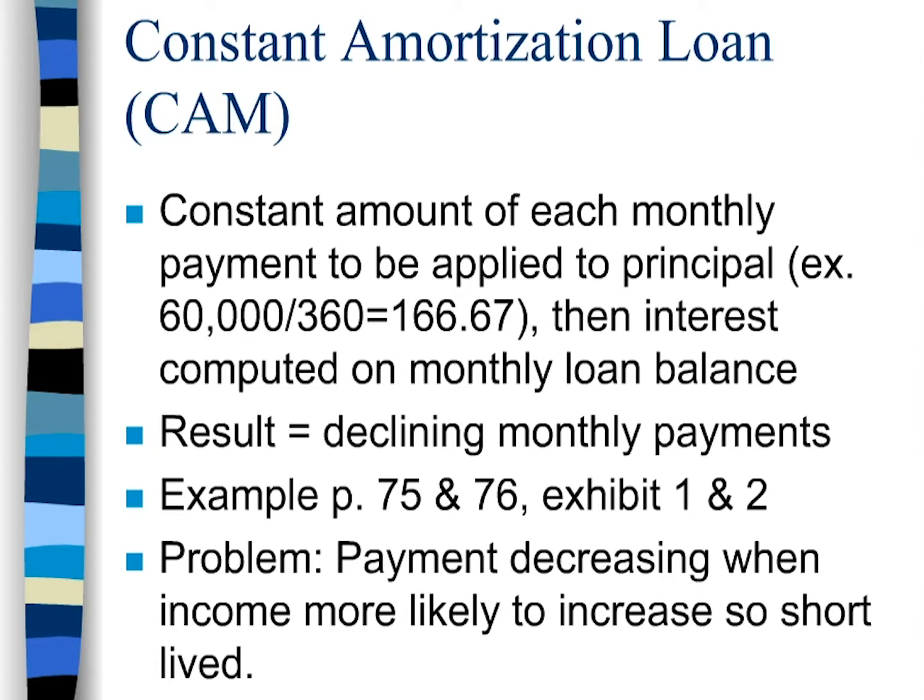The first type of amortizing loan was the constant amortization loan, or the CAM. You don't really see this anymore, and we'll tell you why, so I'm going to go quickly over it. Basically, if you think about constant, we want to be constantly paying back the principal. So if the loan was for $60,000 and the term is 360 months, 30 years, you just take $60,000 and divide it by 360, and you get $166.67. That's the amount you'd always pay to pay down the principal every month. And then on top of that, you would compute the interest on the loan balance at that time.